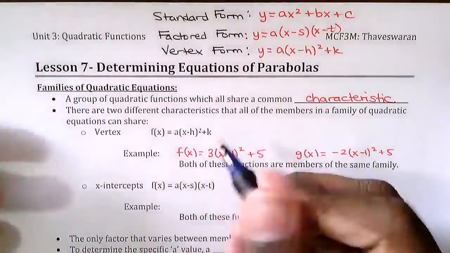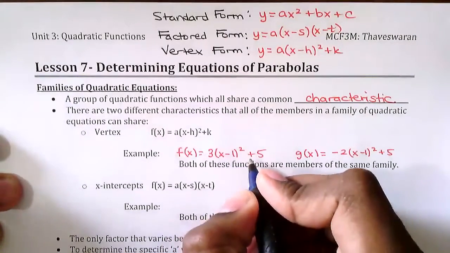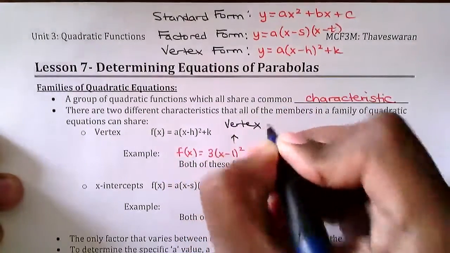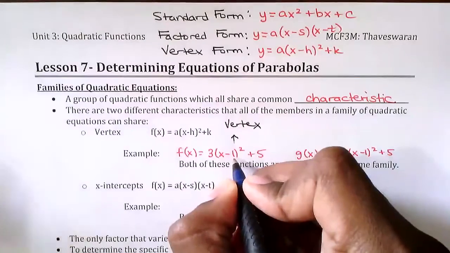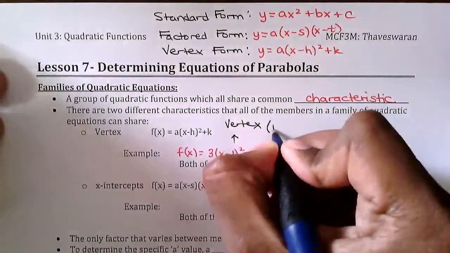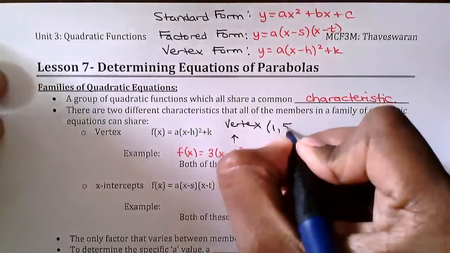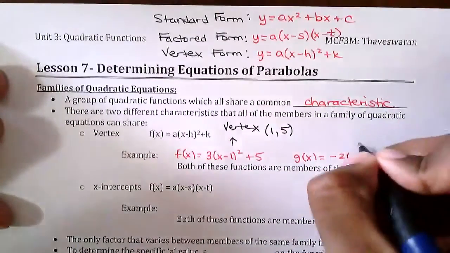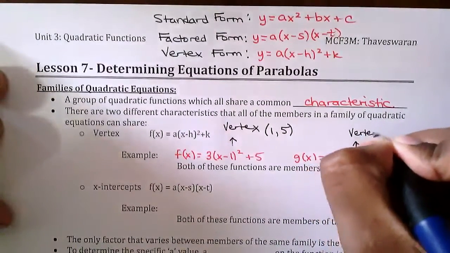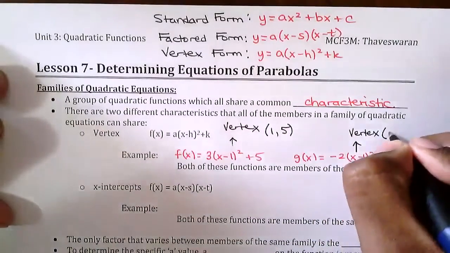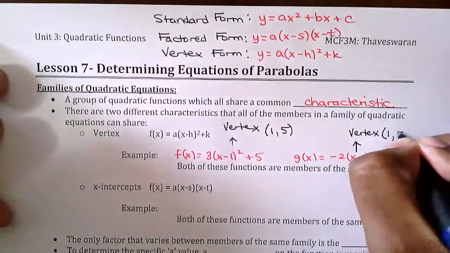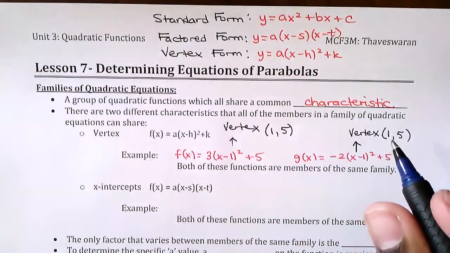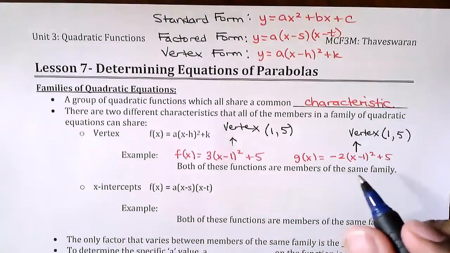Remember, this is in vertex form, so it's easy to read the vertex right off of it. For the vertex, we take our h value, which is negative 1, but we take the opposite, so it would be 1, and we take our k value, which is 5. If we take a look at our second function here, again, for the vertex, we take the opposite of negative 1, which is 1, and we take the k value, which is 5. So both of these functions share the same vertex, and we say that they're members of the same family.